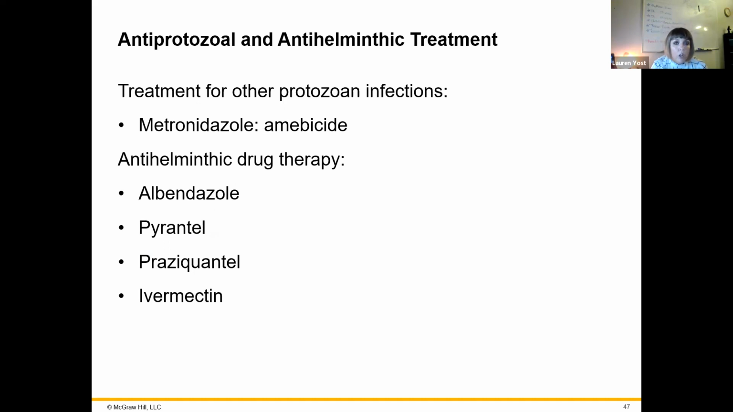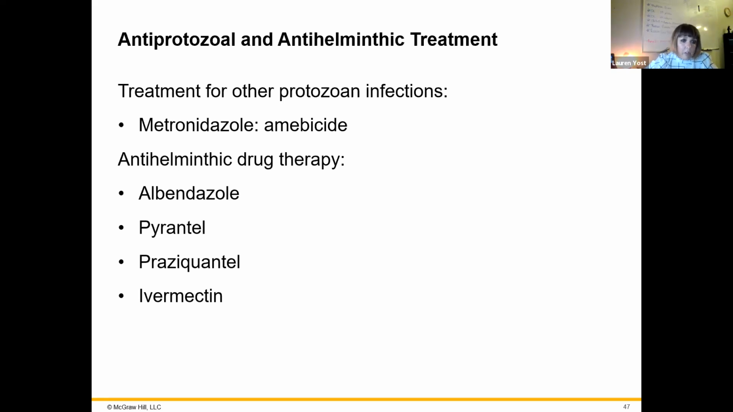All right, protozoa and the helminths. Protozoa include malaria, by the way, but now we're going to talk about other protozoa, and then the anti-helminth drug therapies. Other protozoa could be like trichomonas. That's a pretty common one. It's a sexually transmitted disease. Metronidazole is a very common treatment for amoeba-type organisms and other protozoa. It's also useful for anaerobic bacteria, by the way.